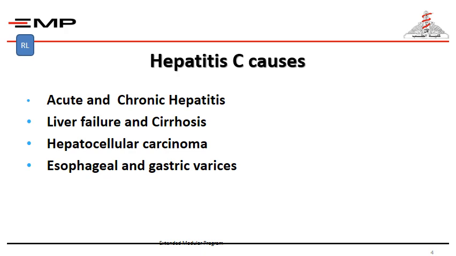Hepatitis C virus causes the following. It causes acute and chronic hepatitis. It may cause liver failure and cirrhosis, hepatocellular carcinoma, esophageal and gastric varices.